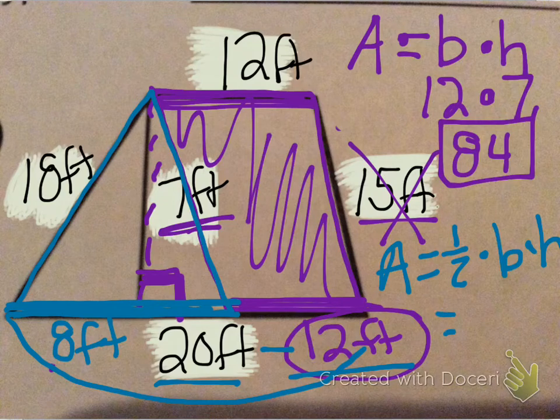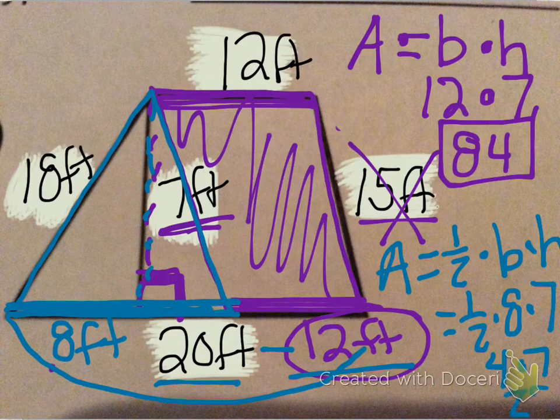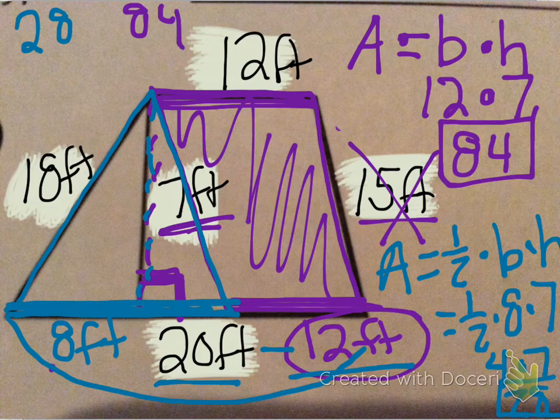So we've got 1/2 times 8 times, we're going to have the same height because that height is still the height of our shape, 7. And again, 1/2 of 8 is 4, and 4 times 7 is 28. Okay, we're going to remember those numbers, so I'm just going to write them off to the side here. We've got our 28 feet for our triangle, and we have our 84 for our parallelogram.